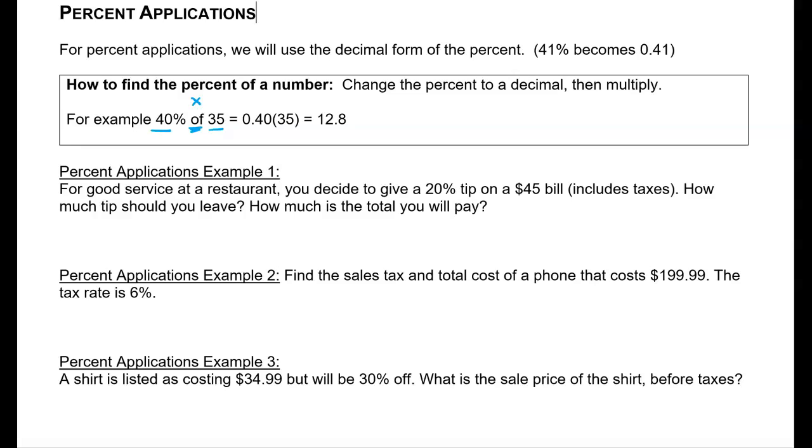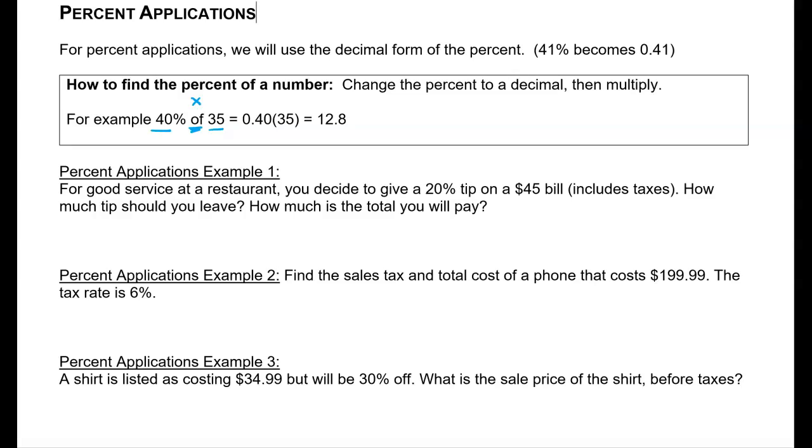So let's jump into this first example. For good service at a restaurant, you decide to give a 20% tip on a $45 bill. That $45 bill already includes taxes, so we don't have to worry about that. How much tip should you leave? How much is the total you will pay? I'm going to show you how to do this with a calculator and then also just using some mental math, because that's handy when you're dealing with tips at a restaurant.